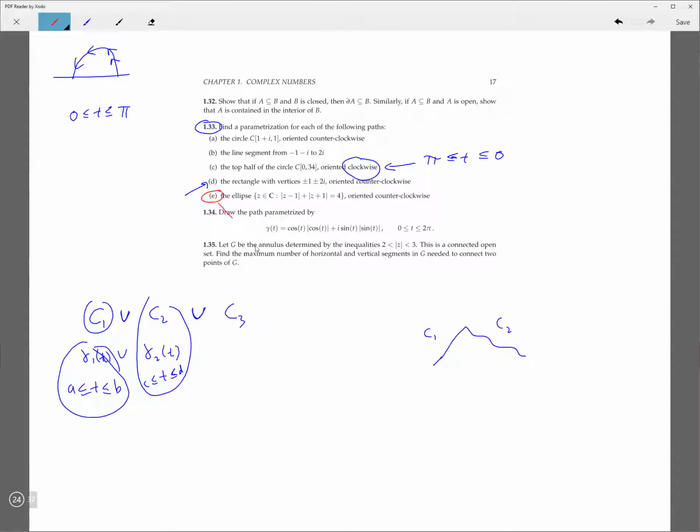Okay, so let's look at 33E. It's an ellipse oriented counterclockwise, and we want to find a parameterization for it. So it's the sum of the distance between 1 and -1 is 4.